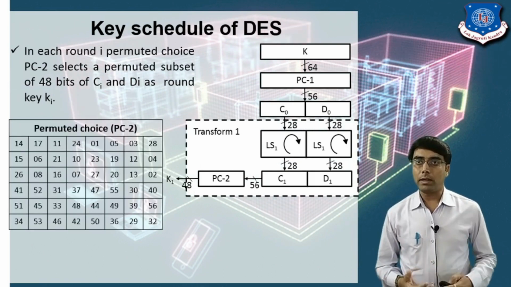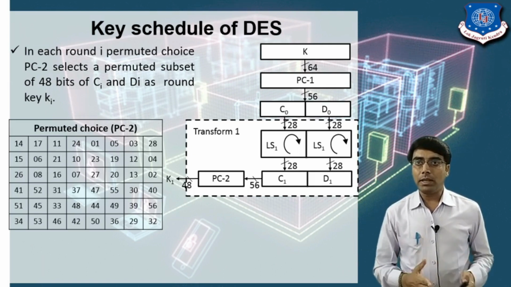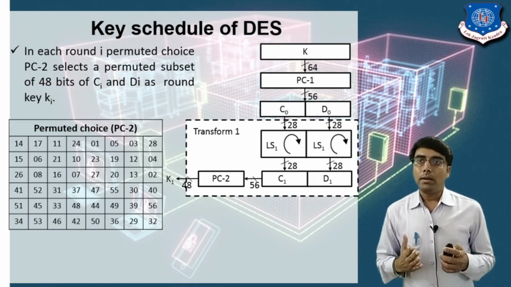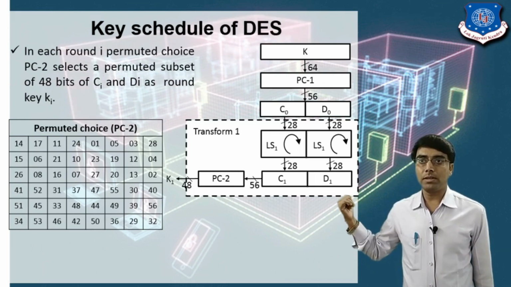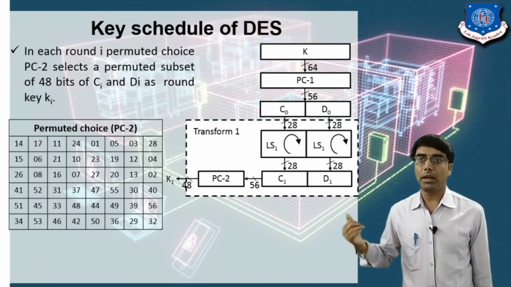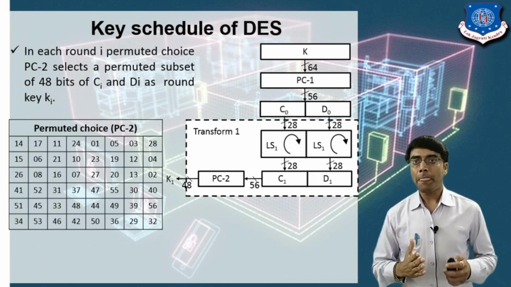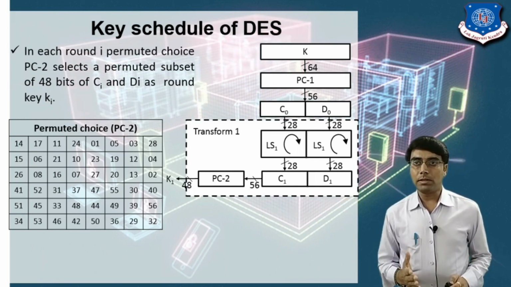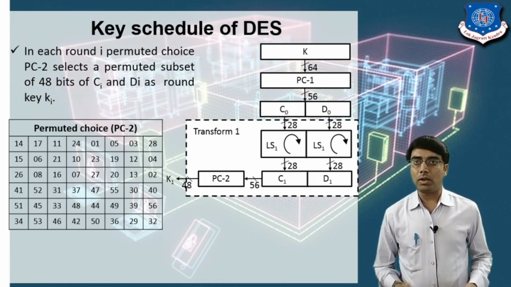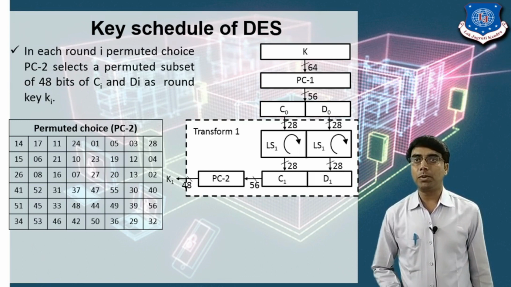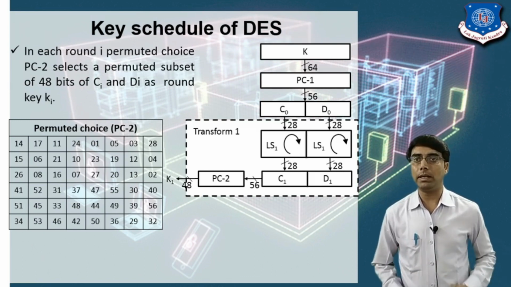So here, after applying these things, it generates a permuted choice 2 table. Now here you can see 14, 17, 11. This is the table after applying the permuted choice 2. So this is the process of the key schedule of DES.